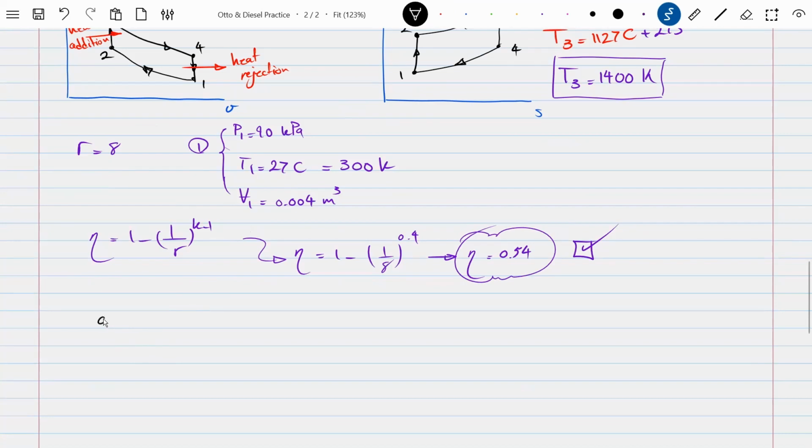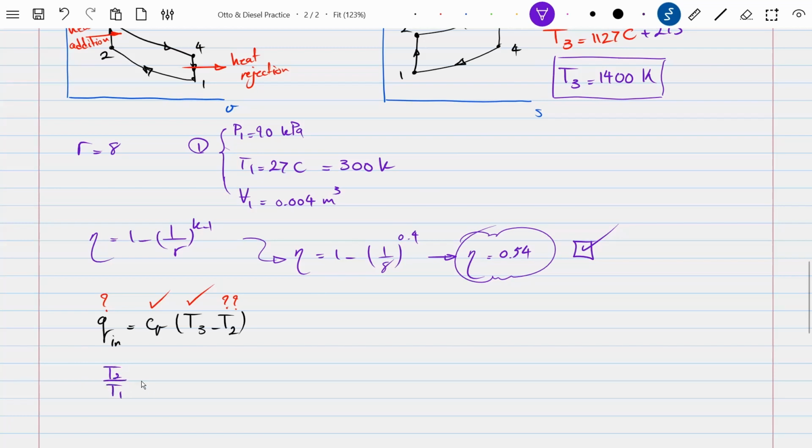So heat addition, showing it with Qin, is Cv (T3 minus T2). In this form, Qin is not known. Cv, we know it. It's a constant. T3, the problem gave it to us. T2, I have no idea. Now, the good thing is that just like before, we can relate T2 and T1 through an isentropic relation. So let's do it.